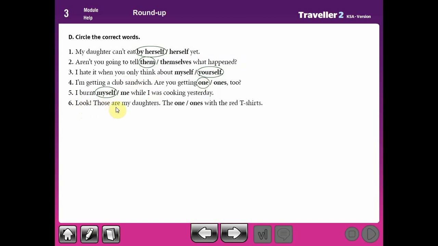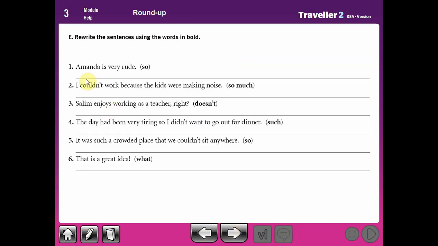Look, those are my daughters, right? Those are my daughters. The one or ones with the red t-shirt. So I'm talking about daughters, note that we have S here. So we will use ones. Ones, very good. Now to the next exercise, we have to rewrite the sentence using the words in brackets, right? The first one, Amanda. Amanda is very rude. Rude means impolite, right?